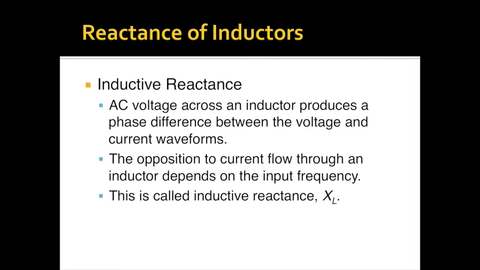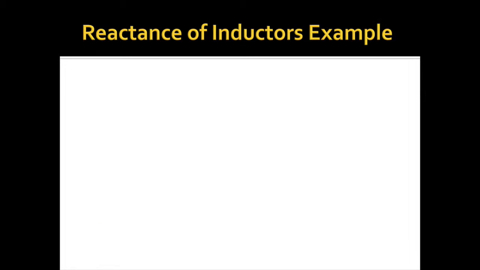This opposition to current flow is called inductive reactance. Just like capacitive reactance, it is measured in ohms and has no fixed value, as the input frequency alters it. In a purely inductive AC circuit, the current lags the voltage by 90 degrees.